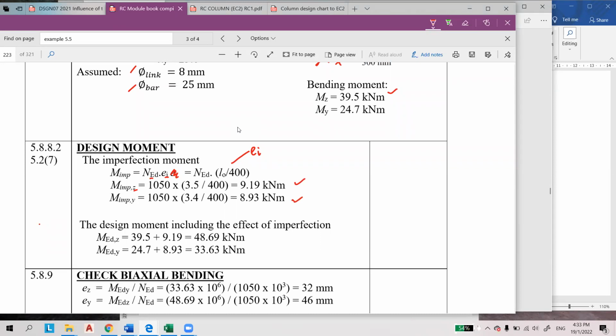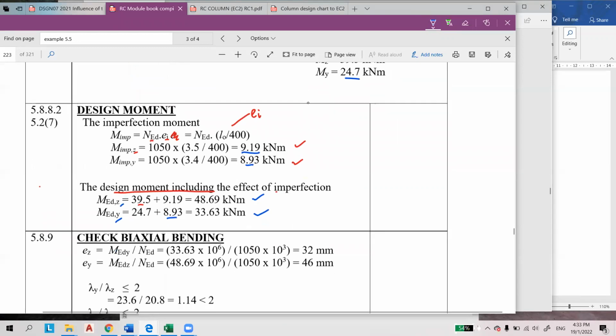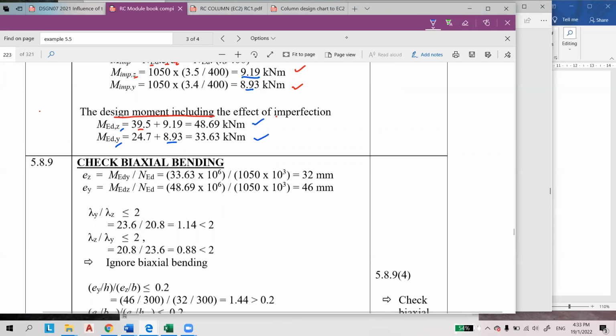So the total design moment includes the effect of imperfections. You just add the given value of 39.5 for the z-axis plus the imperfection moment 9.19, and you get this value for the z-axis. For the y-axis, it is 24.7 plus the imperfection moment 8.93, which gives 33.63. Then we check the biaxial bending as mentioned before.